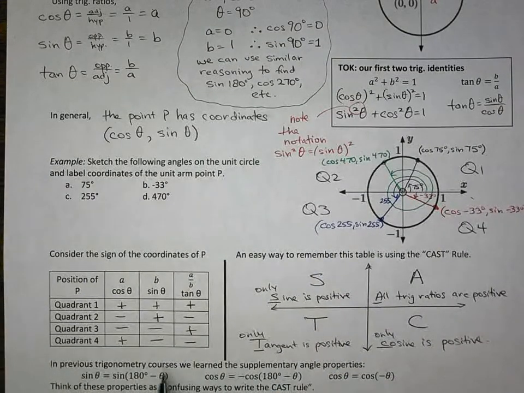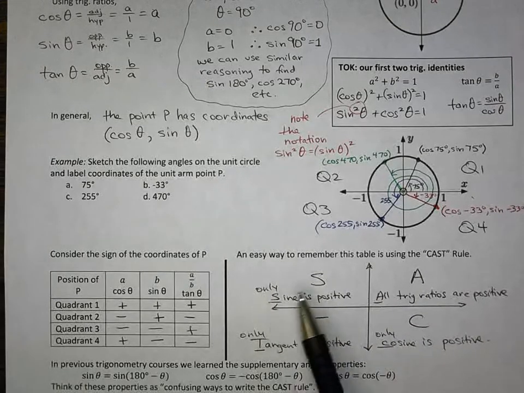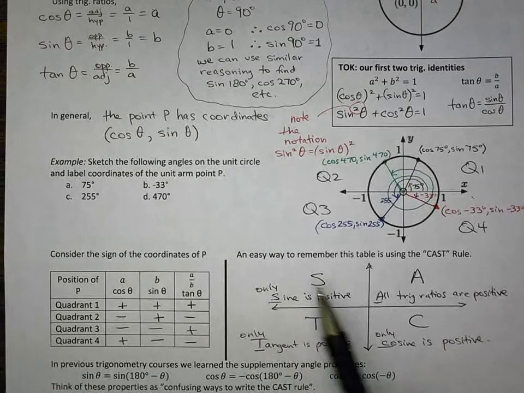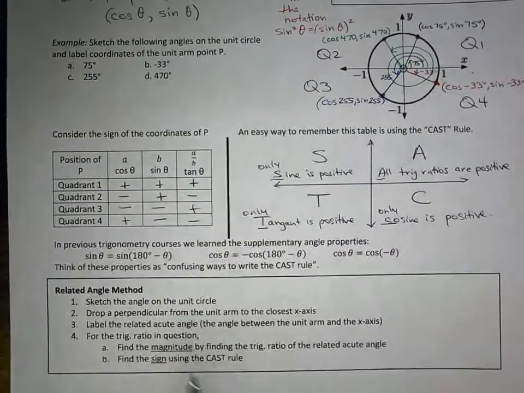You might have also seen these supplementary angle properties, like sine of theta is equal to sine of 180 minus theta. This, in some ways, is just a fancy way or a confusing way of rewriting the CAST rule, right? If you have a sine of an angle, you know it's going to be positive. That's the same as the sine in this quadrant, so 180 minus that angle will give you the same trig ratio. Similarly, we have these other ones for cos. So I don't worry about these too much. I tend to focus on the CAST rule and related angle method, which we're going to look at on the next page.